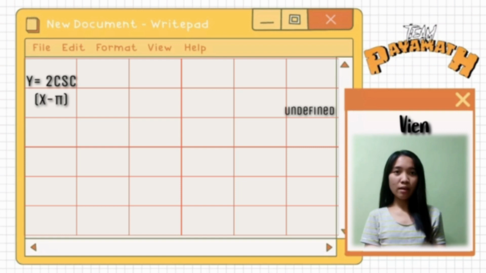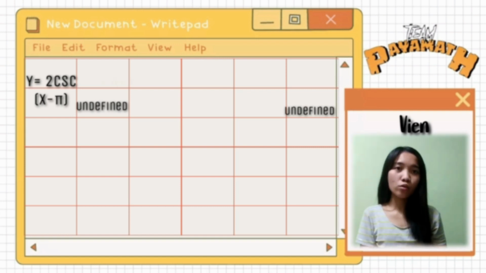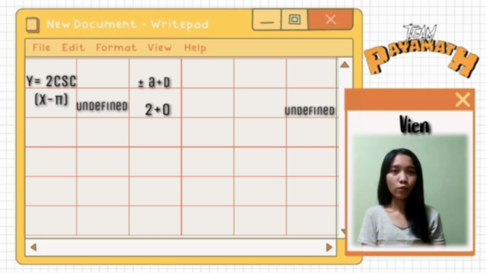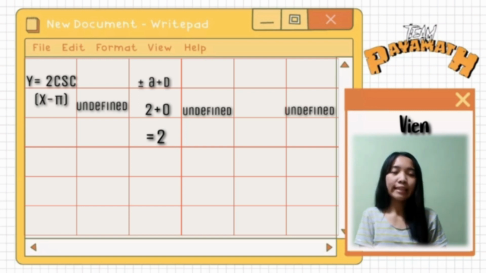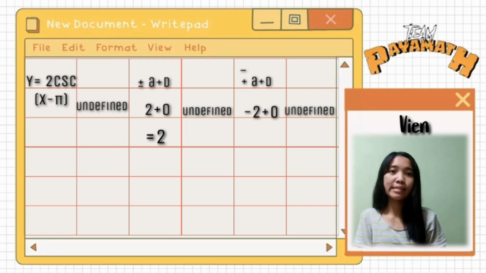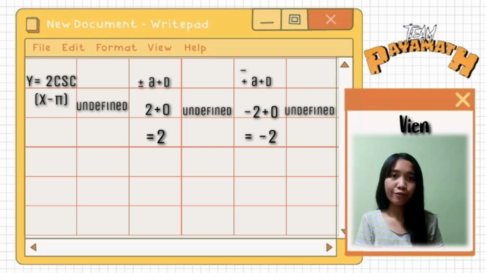So let's proceed to the y table in cosecant. So for our first column is undefined. So for our second column, positive negative a plus d is equal to 2 plus 0 is equal to 2. So for our third column in y table in cosecant is undefined. So next for our fourth column, negative positive a plus d is equal to negative 2 plus 0 is equal to negative 2. So next our fifth column is undefined.